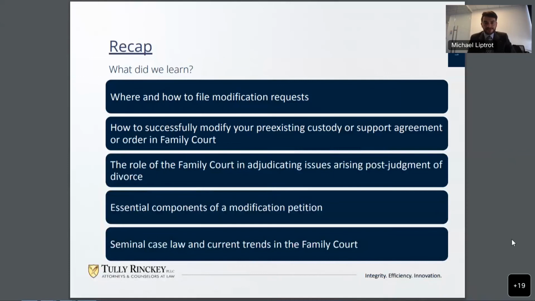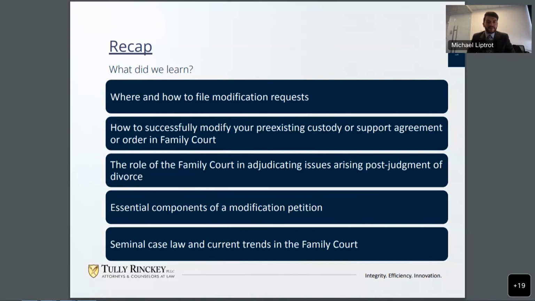Taylor, we can go to the next slide. All right. So just recapping today, we talked about some good topics. Where and how to file a modification request. Obviously, the where is the family court, and it could be in the Supreme Court, but we talked about why you might want to do it in family court. It's more efficient, more cost efficient, more time efficient. You have judges there that are focused on the family law. How to successfully modify your pre-existing custody support agreement in family court.